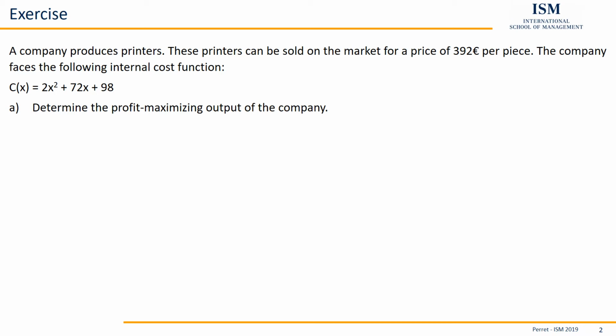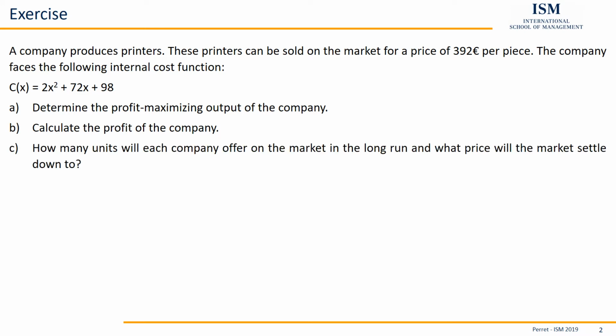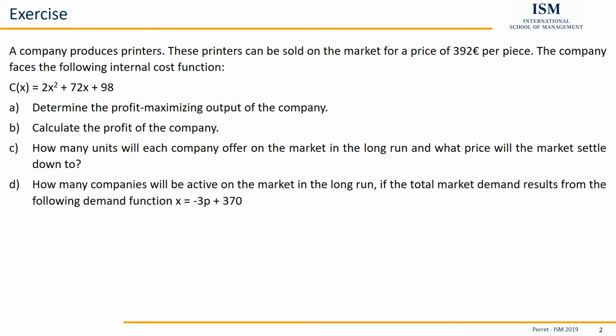Our tasks: determine the profit maximizing output of the company, calculate the profit of the company, and how many units will each company offer on the market in the long run, and what price will the market settle down to. And finally, how many companies will be active in the market in the long run if the total market demand results from the following demand function. And we have x being minus 3p plus 370.